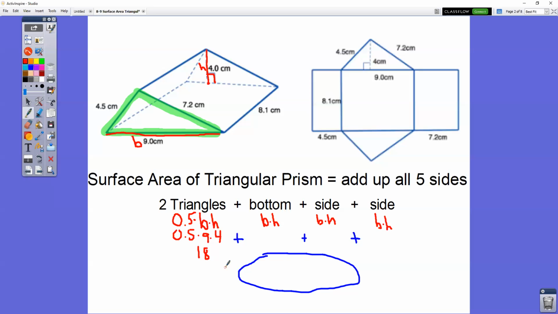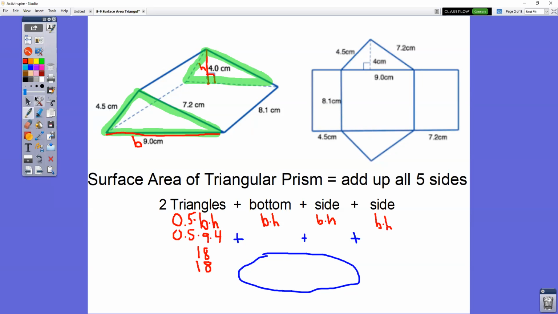Now remember, you not only have one triangle, you actually have two triangles that are exactly the same. So we're not just adding one of the 18s, we're adding two of the 18s, sort of like yesterday when we had the different sides of the rectangular prism.